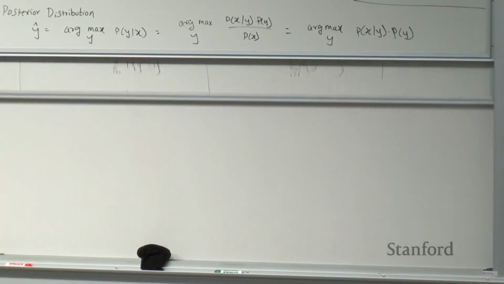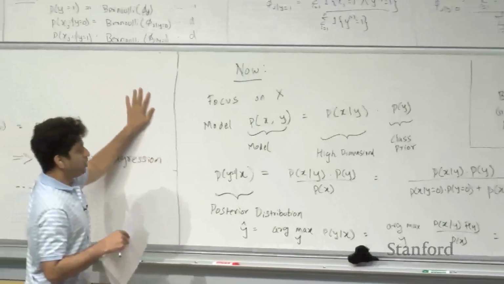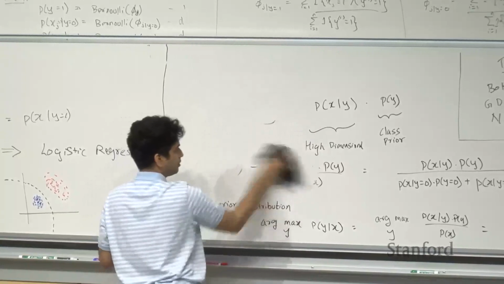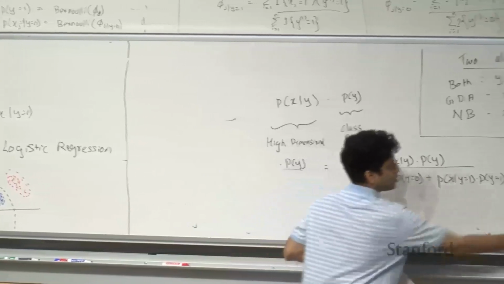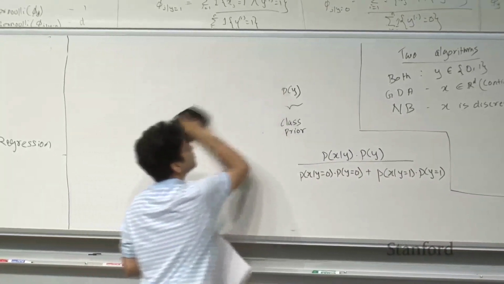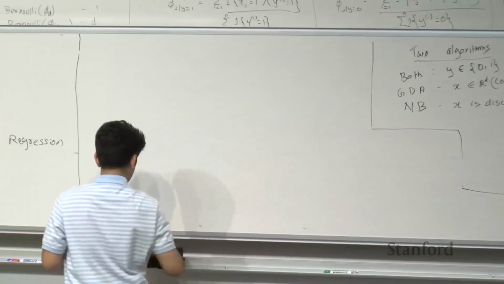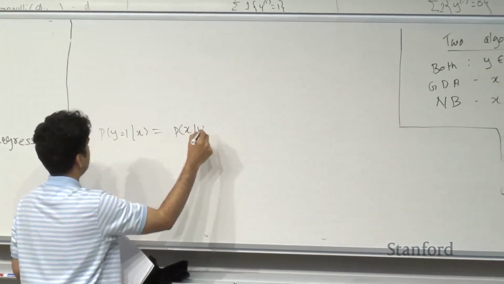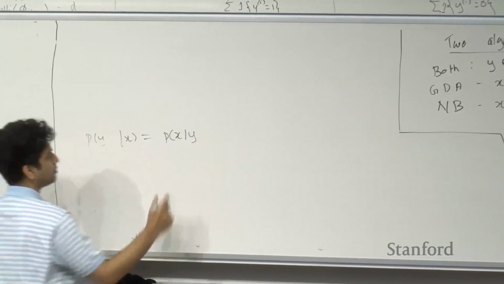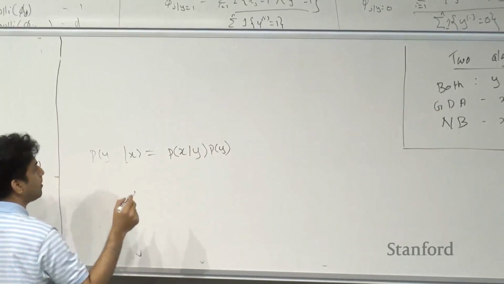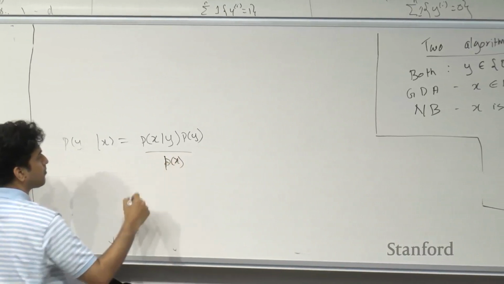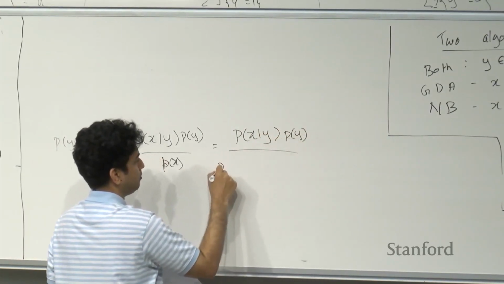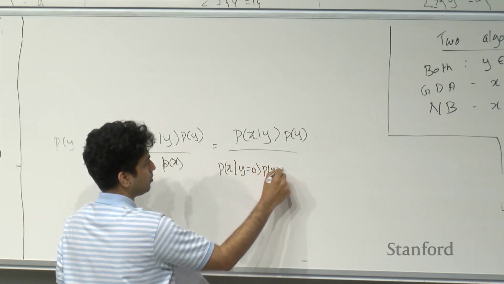And from this, how do we make predictions now? We follow MLE and we estimate all the parameters. And once we have estimated the parameters, we're going to make predictions using the Bayes rule. So the Bayes rule tells us P of y equals 1 given x is equal to P of x given y times P of y, divided by P of x, and this is equal to P of x given y times P of y over P of x given y equals 0 times P of y equals 0 plus the same term for y equals 1.